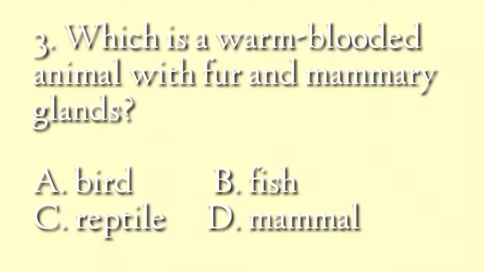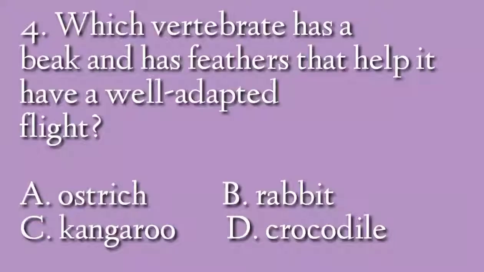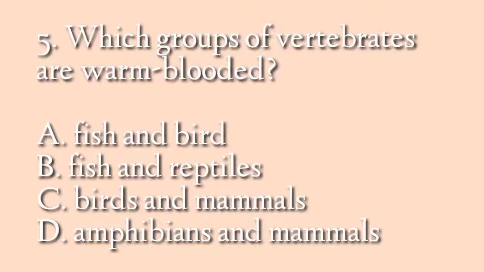3. Which is a warm-blooded animal with fur and mammary glands? A. Bird, B. Fish, C. Reptile, D. Mammal. 4. Which vertebrate has a beak and feathers that help it be well adapted for flight? A. Ostrich, B. Rabbit, C. Kangaroo, D. Crocodile. 5. Which groups of vertebrates are warm-blooded? A. Fish and birds, B. Fish and reptiles, C. Birds and mammals, D. Amphibians and mammals.